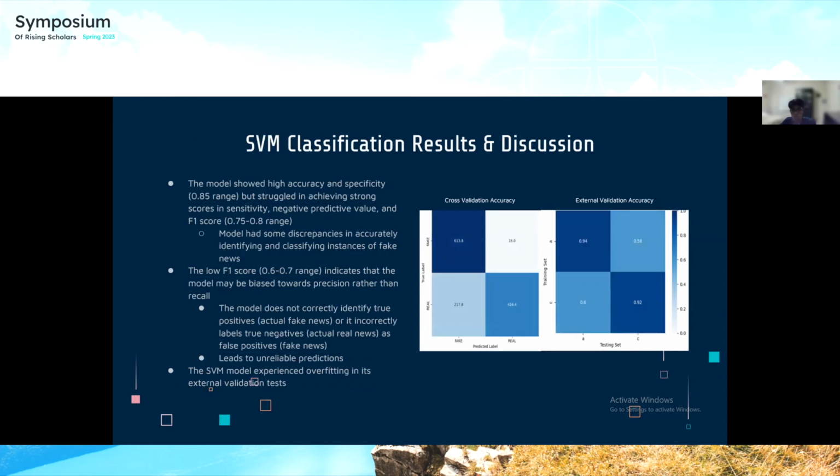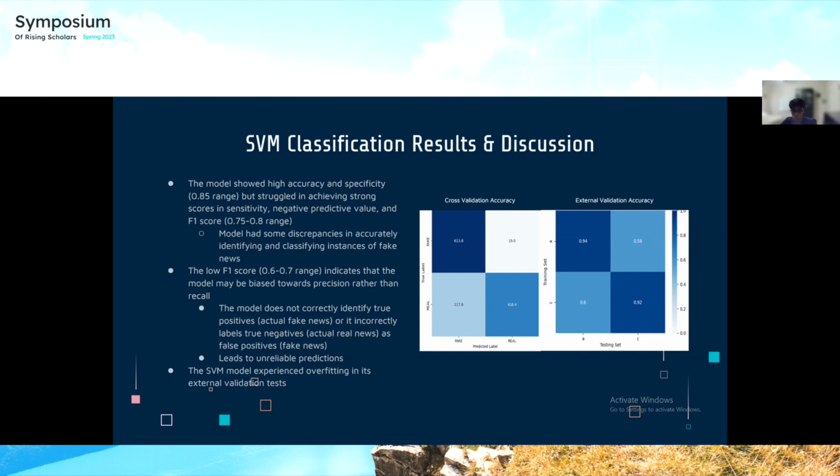Finally, we have the support vector machine classification results and discussion. Here, we can see that the model also showed high accuracy and specificity, which is about the 0.85 range. However, it struggled in achieving strong sensitivity, negative predictive value, and F1 score, which are in the 0.75 to 0.8 range. This suggests that the model had some discrepancies in accurately identifying and classifying fake news, which means while it was able to understand the actual real news and identify that relatively correctly, when it came to fake news, it struggled a little bit more than the other models.